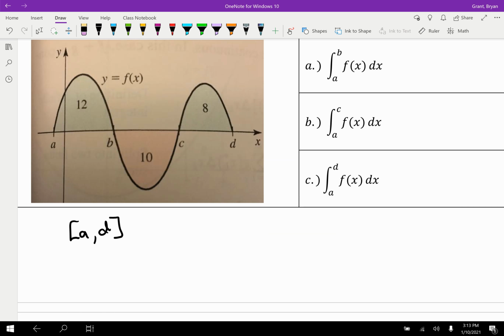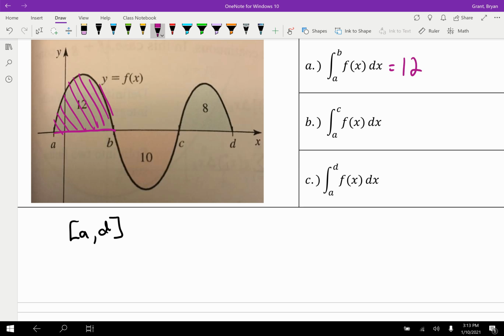And we're going to look at the integrals, or the area, or the signed area, on different subintervals. So first, we want the definite integral from a to b of f of x dx. And from a to b, I think we can see over here, ABC, that the area between the graph and the x-axis is 12. And because we're above the x-axis, it is a positive 12.